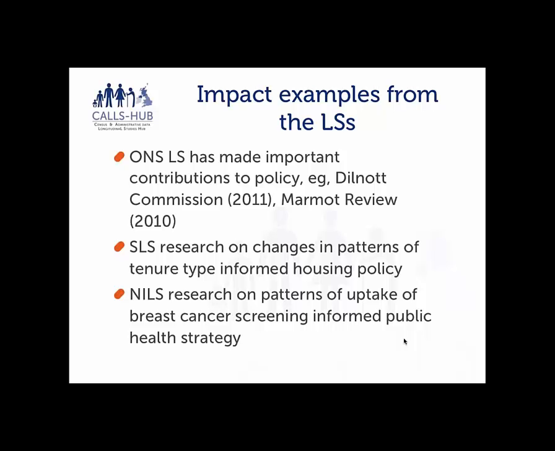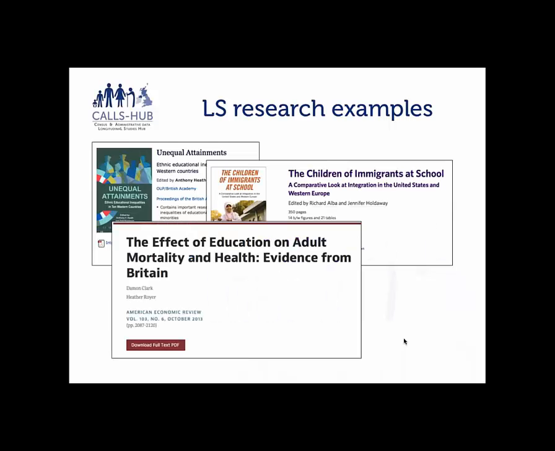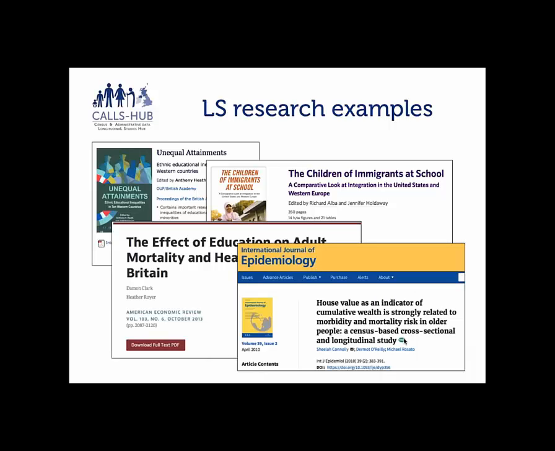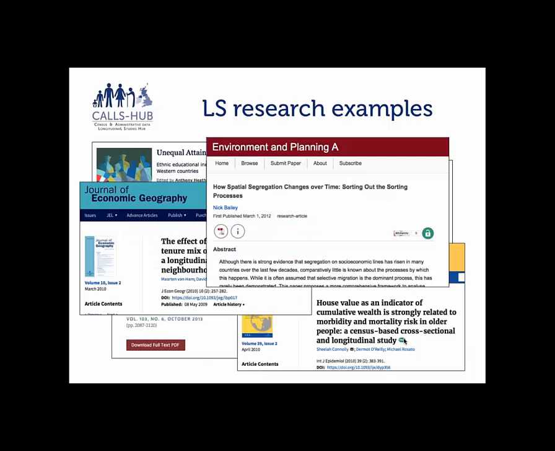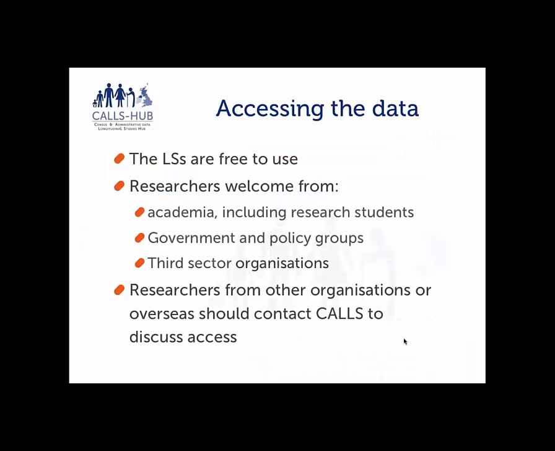Some examples from the others: in the SLS, some research on changes in the demographic patterns of tenure type informed housing policy changes in Glasgow. And in NILS, research on patterns on the uptake of breast cancer screening informed the subsequent public health strategy. So the LS's research appears in books, book chapters, journal papers in some very highly ranked journals. This is just some quick examples for you. You can explore these on our website.